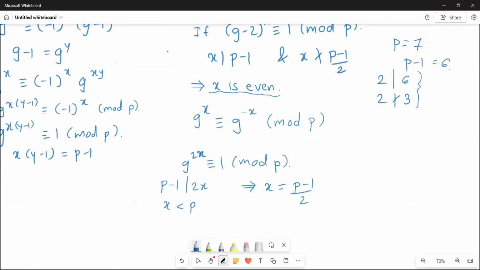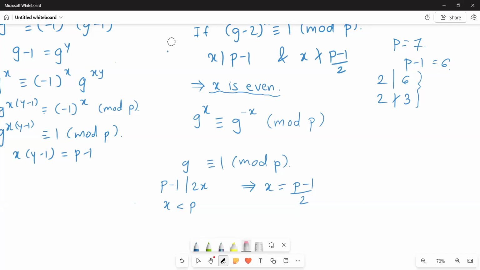Okay, so we got g to the power 2x is congruent to 1 mod p. So p minus 1 has to divide 2x. And so we are saying x is p minus 1 by 2. Wait. This is wrong because 2x can be bigger than p minus 1, right? Yeah, we should just use this.